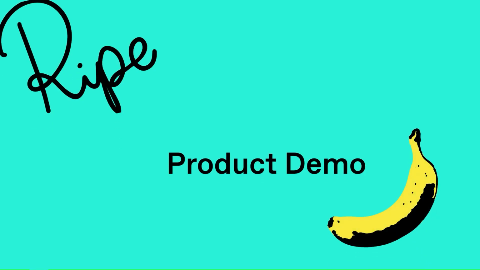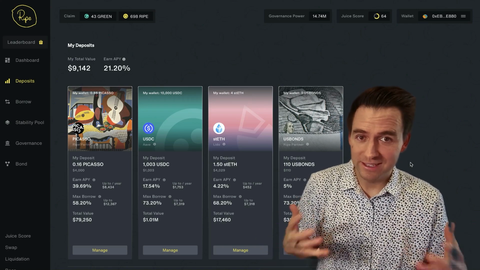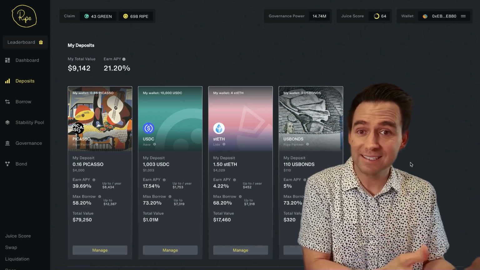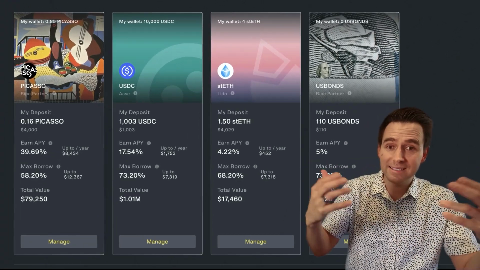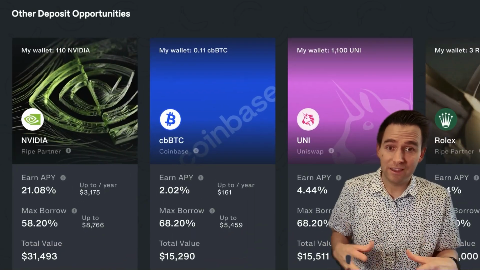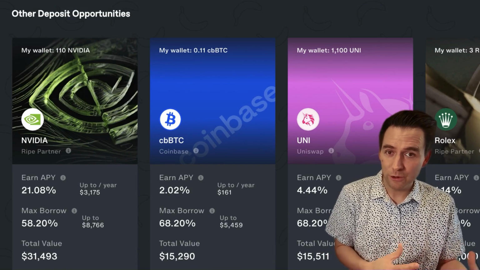Let's do a demo of the front end, the web app for Ripe Protocol. Let's first look at the deposits page. This is where you can put assets into the protocol to earn yield, or you can use these assets as collateral for a loan. Up top are the assets that I have already deposited.